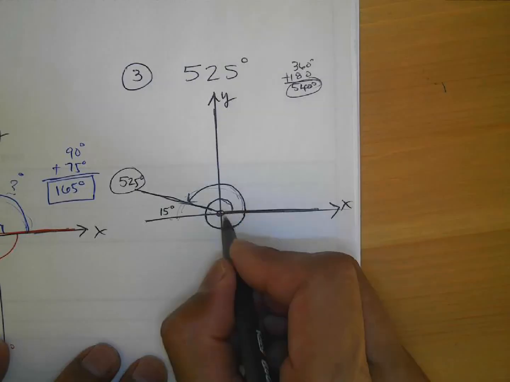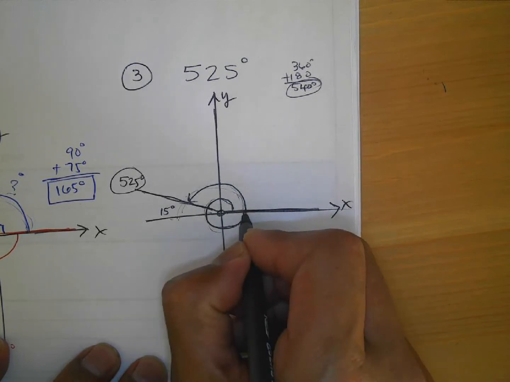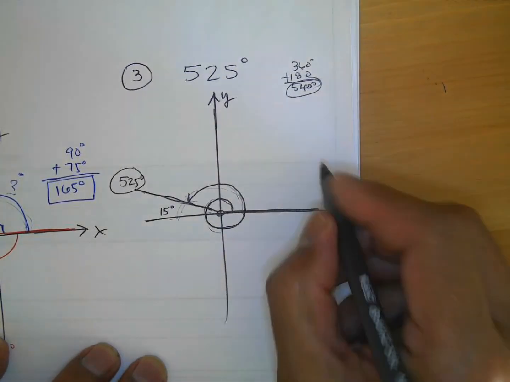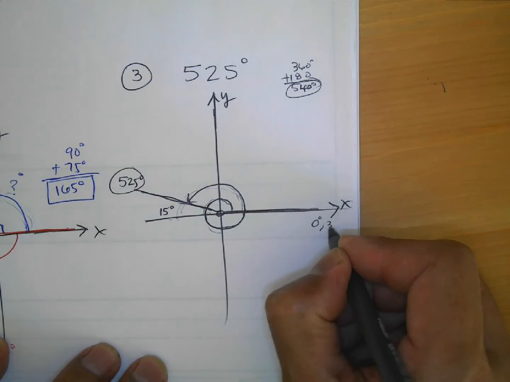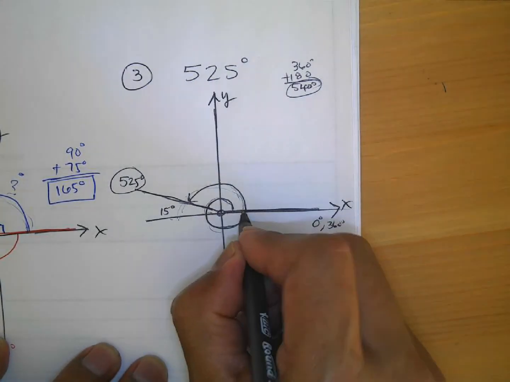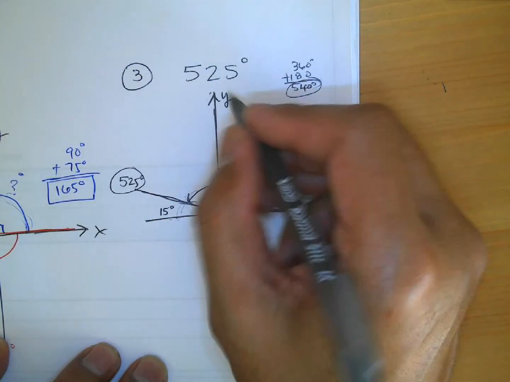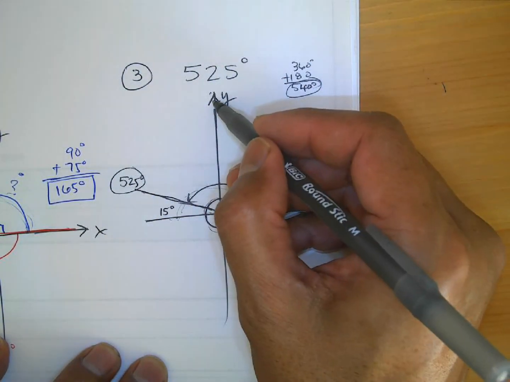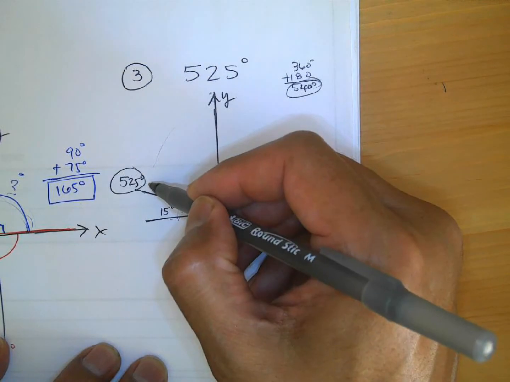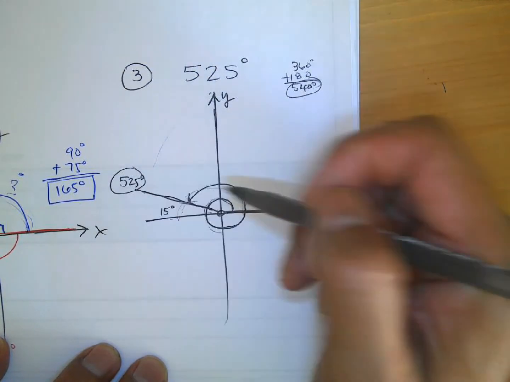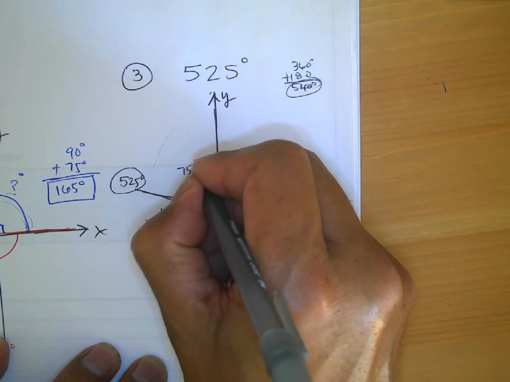If you didn't do it that way, you could just go 360. This is 0, right? This is 360. And then if you add 90, that's 450 here. And then 450 plus what? Well, when you do the math, that'll be 75 degrees.